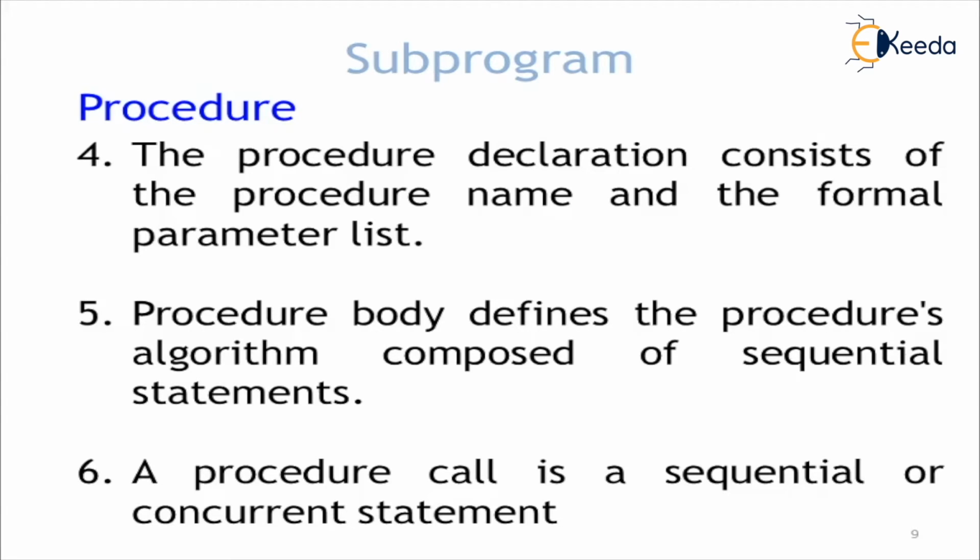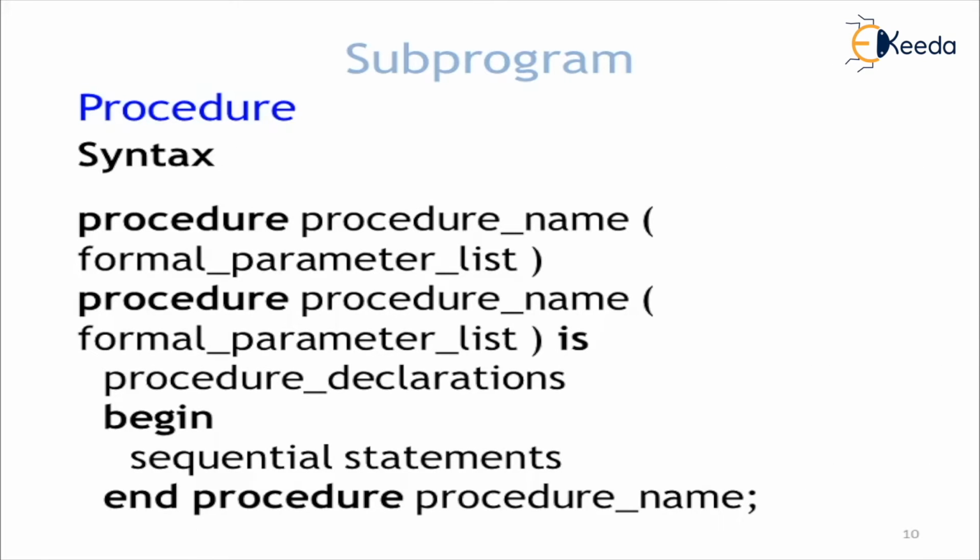So basically a procedure call is a sequential or concurrent statement. It is used in between in the architecture section. So again the same syntax like function, but here the difference is the procedure contains parameters of type in, out, or in out, and there is no return type.